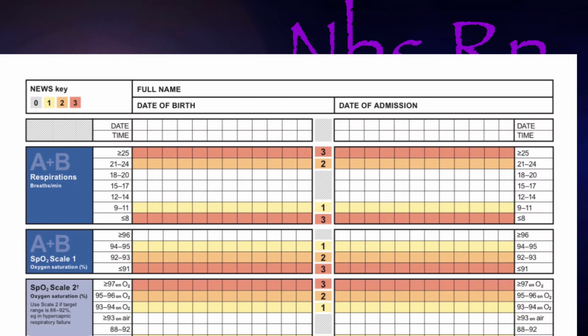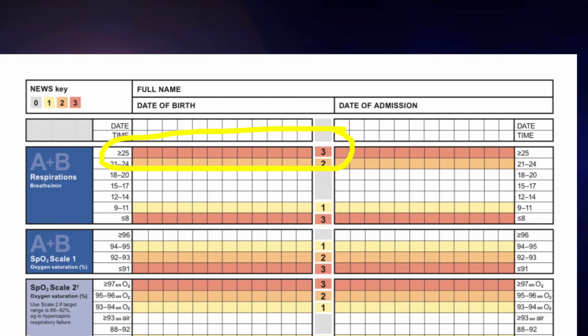Did you get what is respiration? The respiration count, you can see there is a 3, 2, then 1, 3. Okay, so the red one is NEWS 3. If the patient has respiration above 25, then that is a NEWS of 3. Okay, have you got it? So for example, if the patient has a respiratory rate of 26, where are you going to write? You are going to write above 25. Okay, that column you have to write.